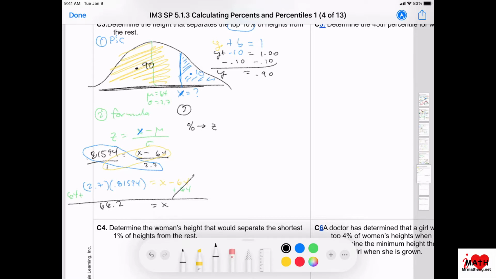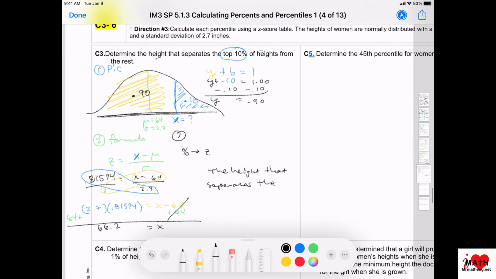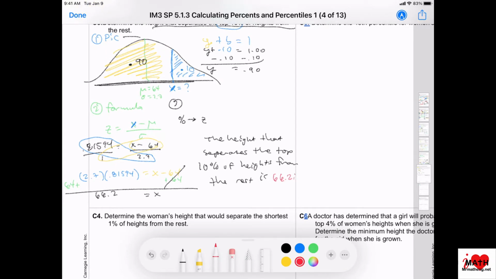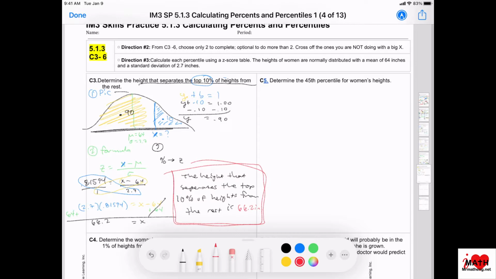So we can say for C3, the height that separates the top 10% of heights from the rest is 66.2 inches. And that's my answer for C3.